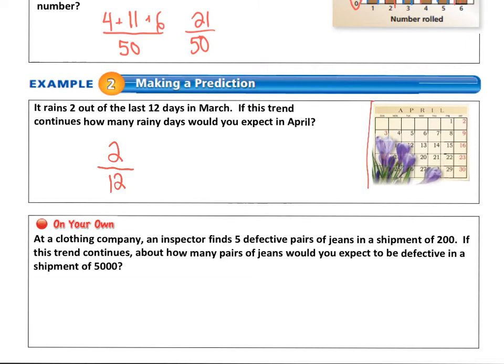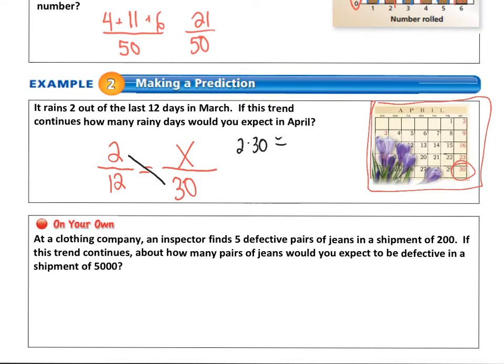And now we have this fancy calendar, not a calculator, that tells us how many days there are in April. So there's 30. We want to see how many we could predict out of a total of a new kind of experiment, out of 30 days. So we are setting up a proportion. Now we have to cross multiply and divide. So we do 2 times 30, and that is equal to 12 times x. 2 times 30 is 60. When you divide both sides by 12, you get 5 equals x.